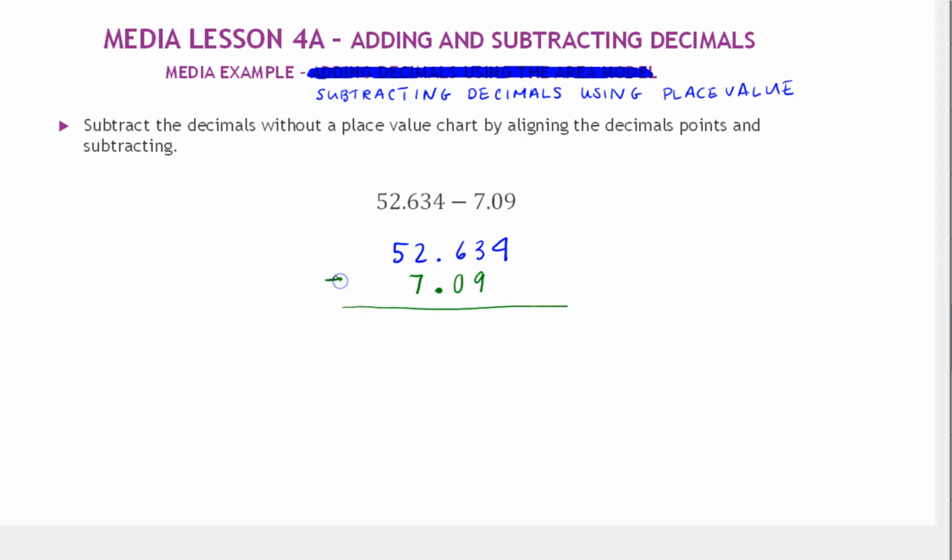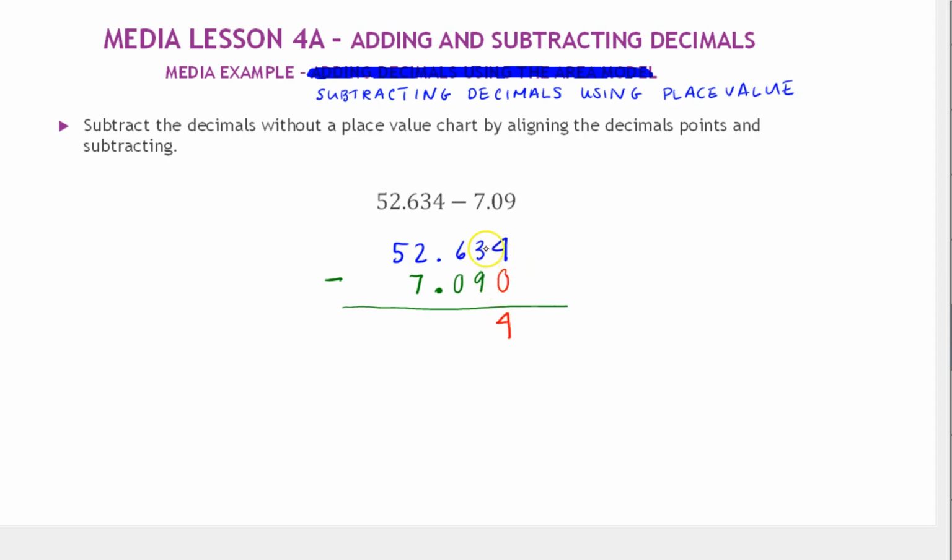Put my minus sign here. And again, I'm going to put in the placeholder here so I'm not tempted to subtract in the wrong direction. And now this is all set up. Decimals lined up, I got place values lined up, and I'm going to subtract. So 4 minus 0 is 4.